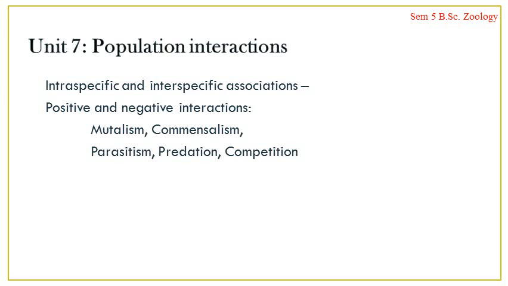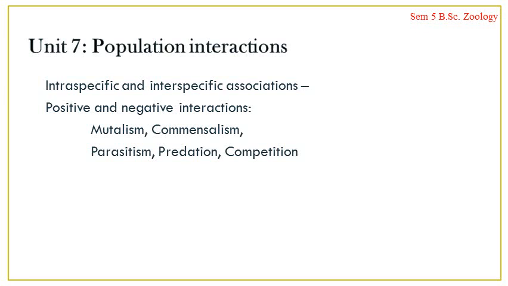So we have already seen that population is actually an assemblage of individuals belonging to the same species residing in a specific area at a specific time, isn't it? Now, just residing together is not actually the purpose. They interact with each other. The interaction can be between the members of the same species, which we refer as the intraspecific interaction, and it could be between the members of two or more different species, okay? And that is what we refer as the interspecific interactions.